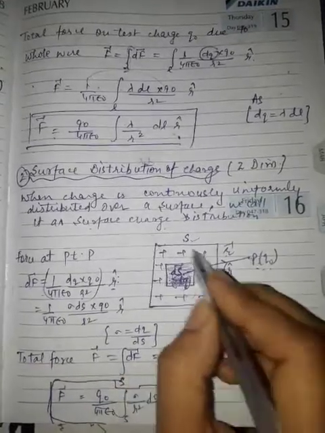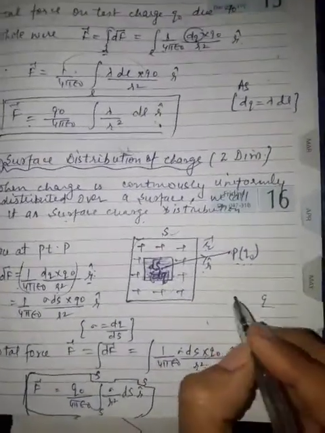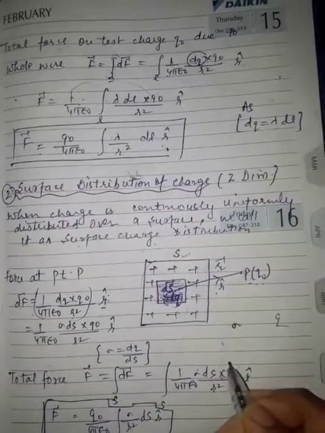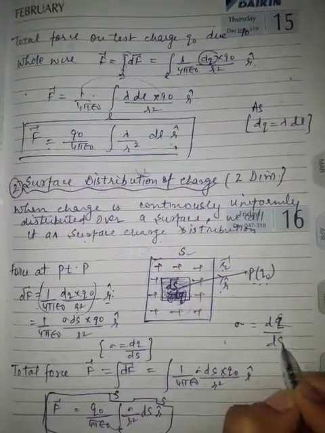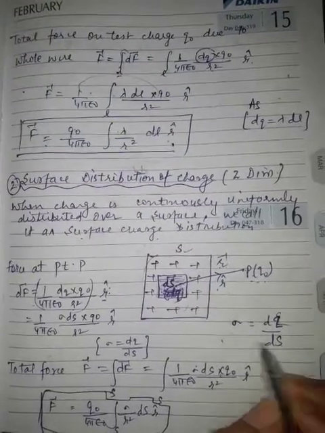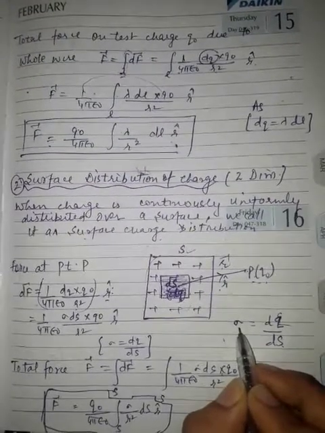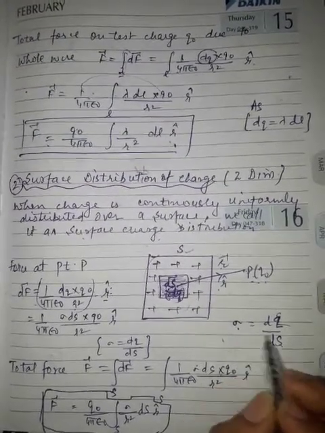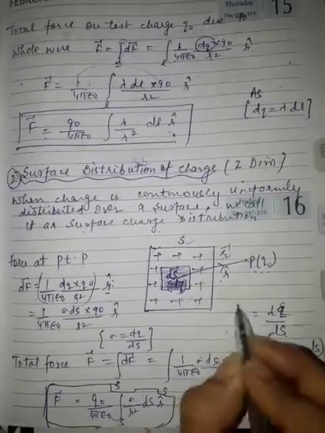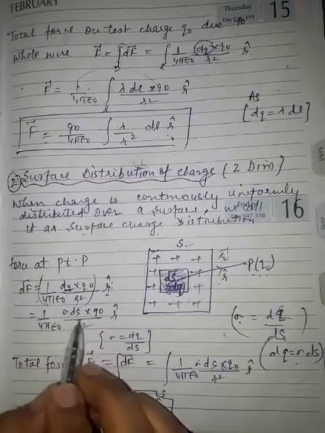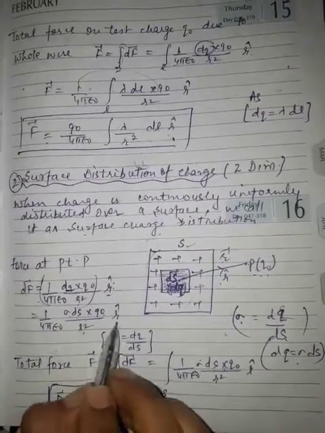Now, as we know that charge is distributed over a surface, what you will find out is the surface charge density, that is sigma. Sigma is dq by ds. Charge distributed per unit area is called surface charge density and it is represented by sigma. So what is dq? dq is sigma ds. Put the value of dq over here: sigma ds q naught upon r square into r cap.